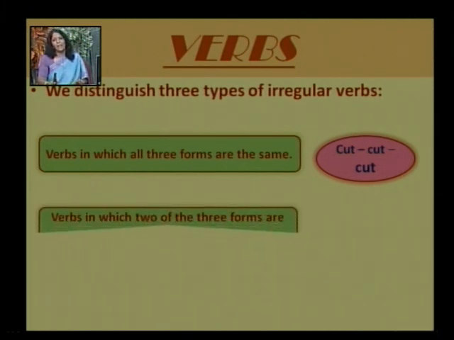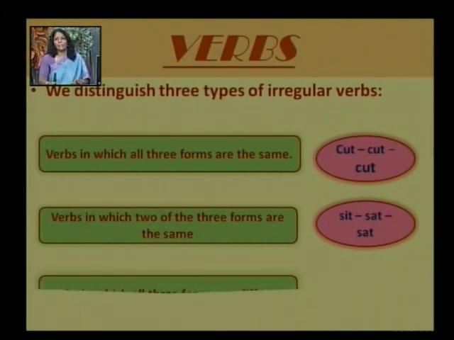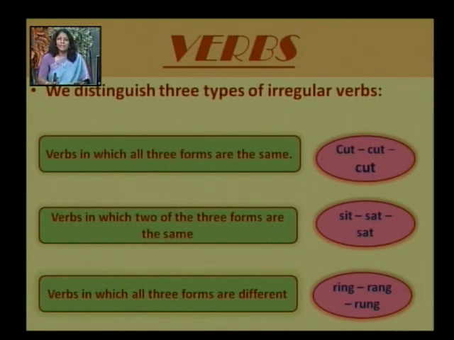Then what is the second type? That is verbs in which two of the three forms are the same. Here you won't find all three but only two. Here is again an example to make it more specific. Sit, sat, sat. And the third type is where all three forms are different. You will not find any of them similar, but all three are different. You can have an example, that is ring, rang, rung. So this is how you need to categorize them and then memorize them so that you don't jumble up.